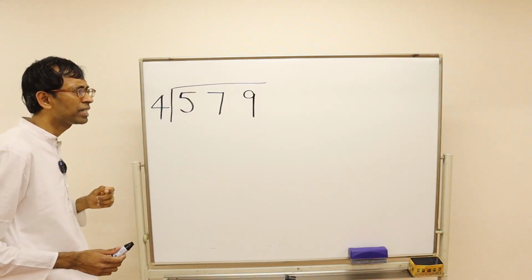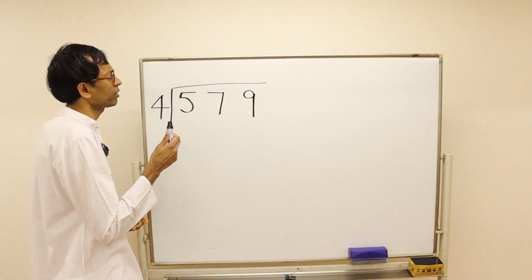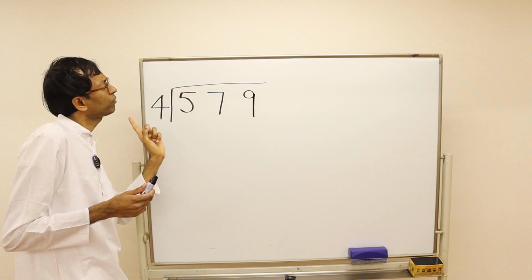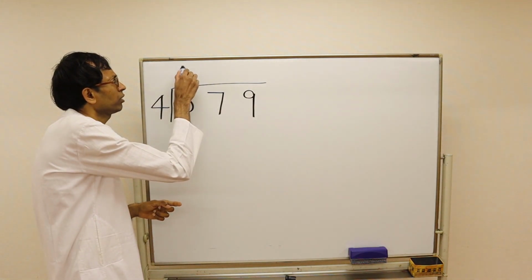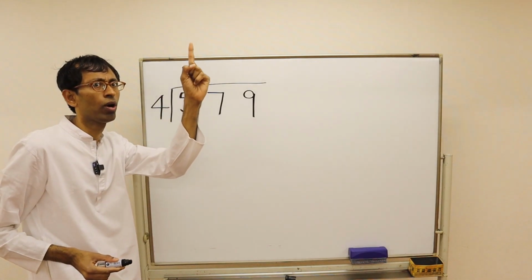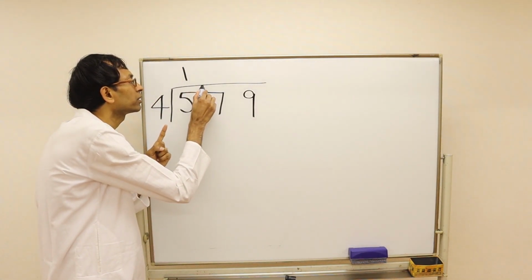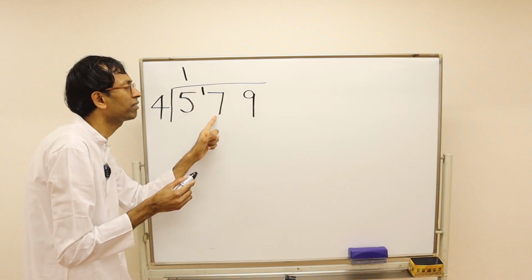Okay, we can do this together. First, 5 divided by 4. So how many 4s are there in 5? There is only 1 4 in 5. There will be 1 remaining. We put this here. You make it as 17.